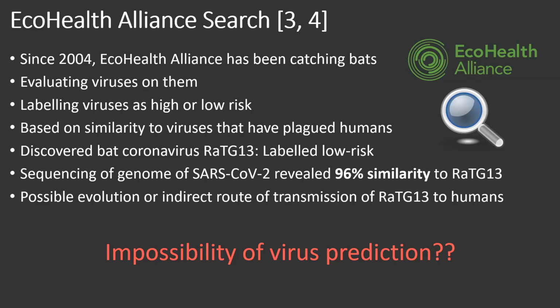Then afterwards, initially they labeled it as low risk because it just seemed to have that kind of sequence that shouldn't be impacting humans at a large scale. And when COVID actually happened, and we went to sequence this, they found that there was a 96% similarity, and it just suggests that RaTG13 virus actually mutated into the COVID. The SARS-CoV-2 virus it is today.